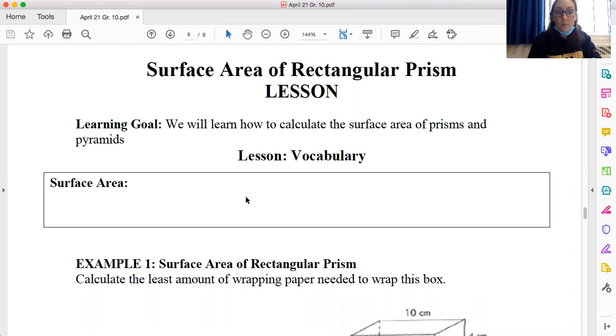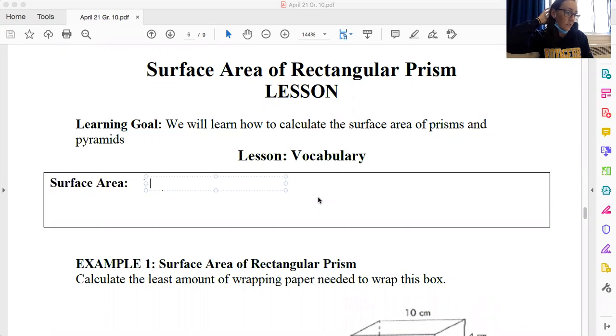So touching on that note, make sure that you listen to the other video as well. This is just a little bit of a short lesson on how to do the surface area of rectangular prisms. As we start, we want to do the vocabulary, the same as we did yesterday with the volume.